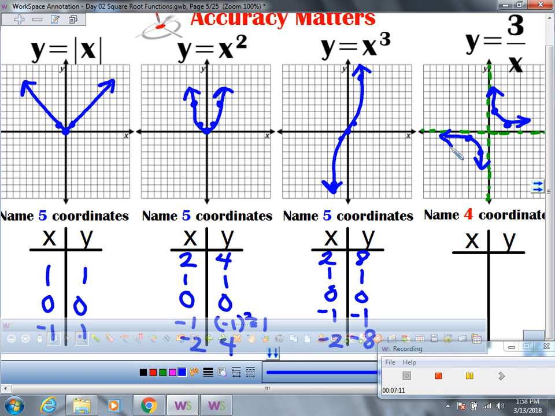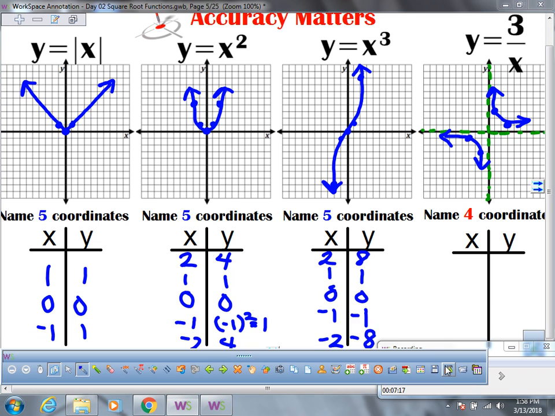And I can write that by saying when x, instead of going over 1, up 1, I went 3 times. Does that make sense? Alrighty.